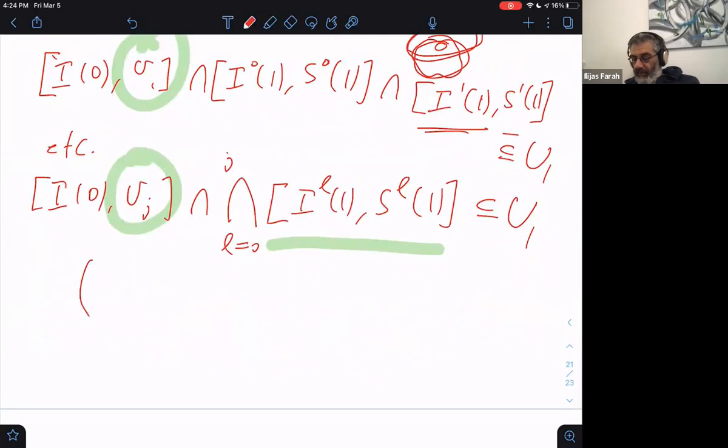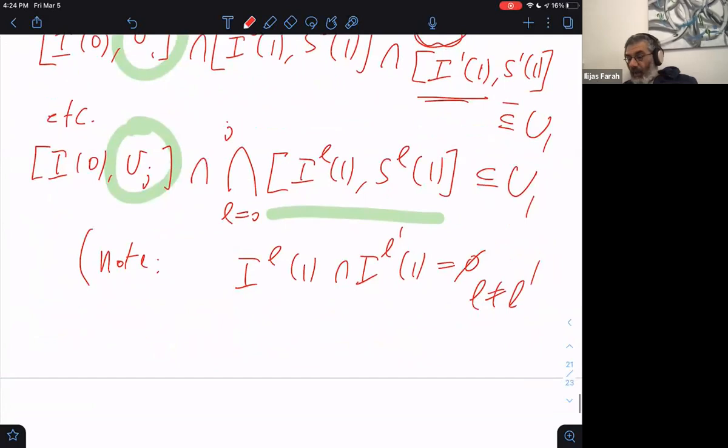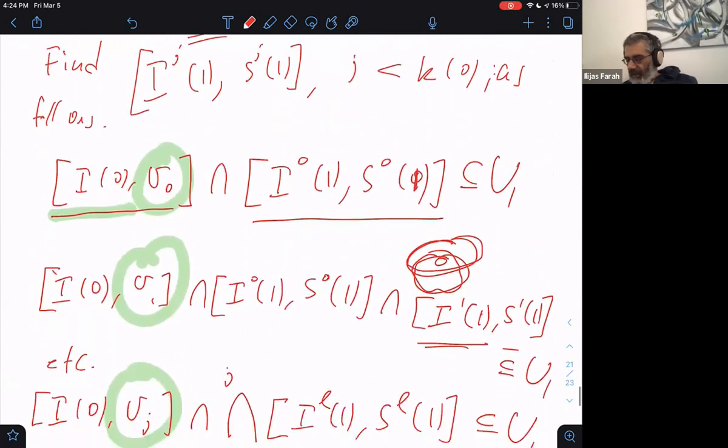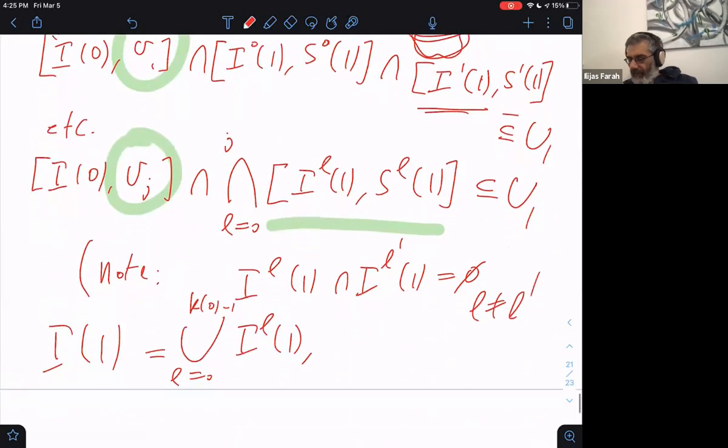Right, so note that I_L^1 intersected with I_L'^1 is empty if L is different from L', right? We are just freezing more and more coordinates. And now once we are done, what is I^1? I^1 will be just the union for L goes from 0 to K_0 minus 1 of I_L^1.